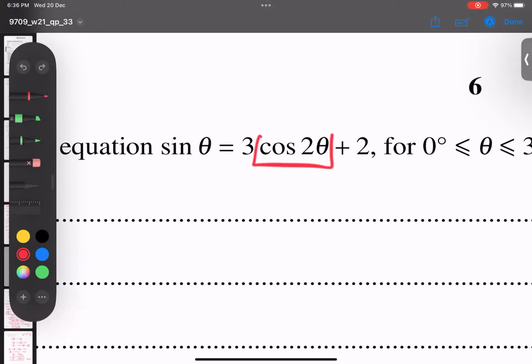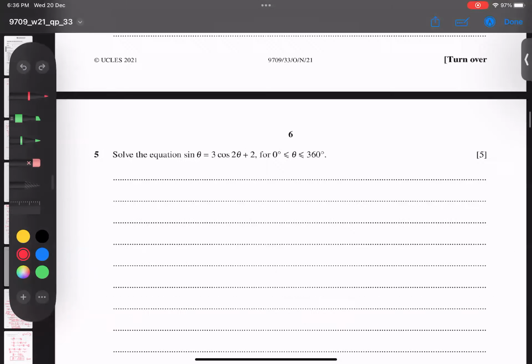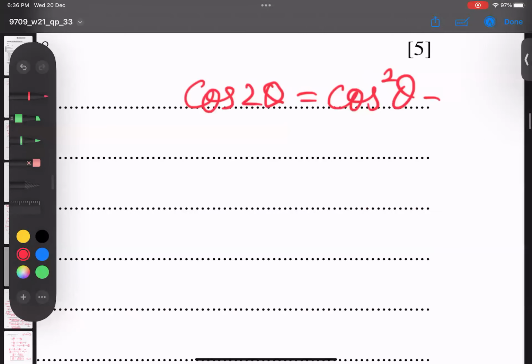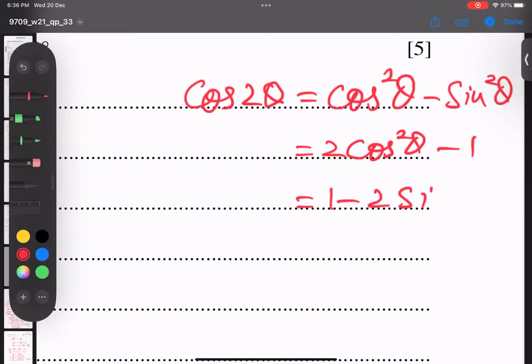And this is cos, and cos has 3 double angle formulas, which I will write all. So cos, the first double angle formula is cos square theta minus sine square theta. The second formula, if you replace this by 1 minus cos square, turns out to be 2 cos square theta minus 1. And if you replace cos square by 1 minus sine square, it turns out to be this formula. So we have 3 formulas for cos double theta.